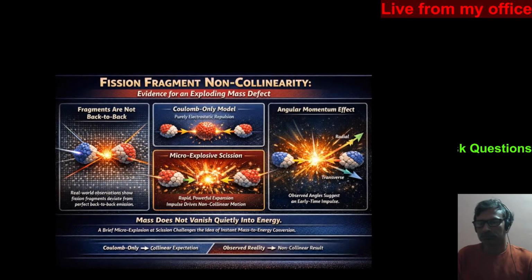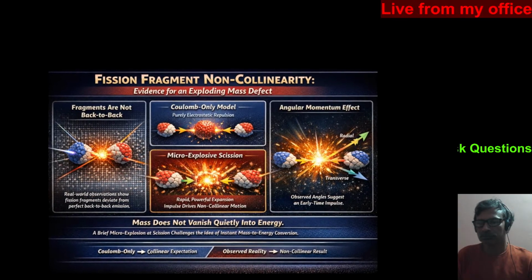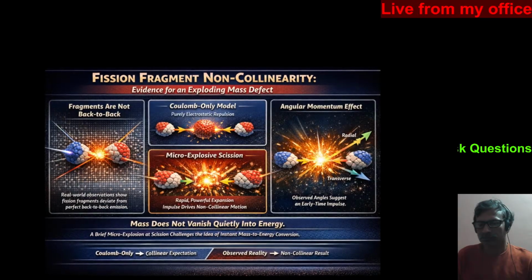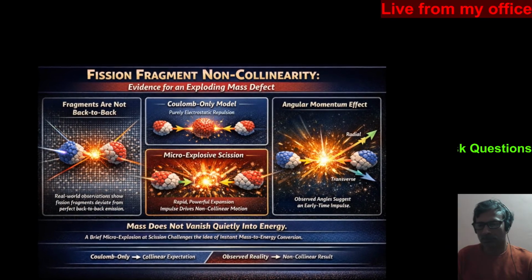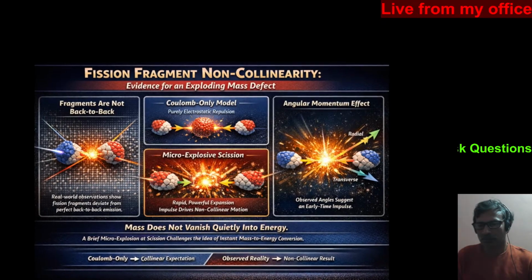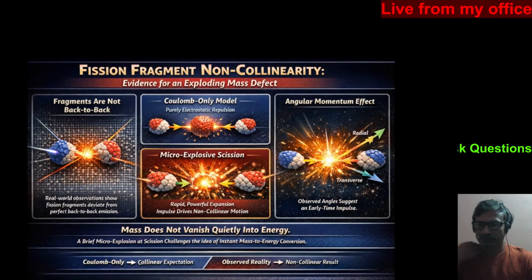Real-world observations consistently show that fission fragments do not behave as ideal, perfectly back-to-back projectiles. This experimentally established non-collinearity favors the exploding mass defect hypothesis, which proposes that the missing mass at scission undergoes a brief but powerful microexplosive expansion.